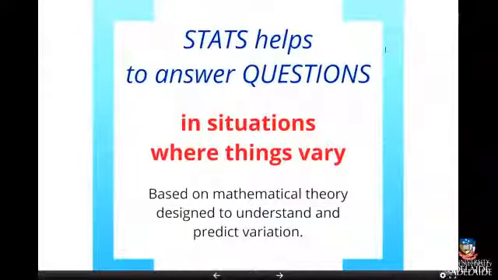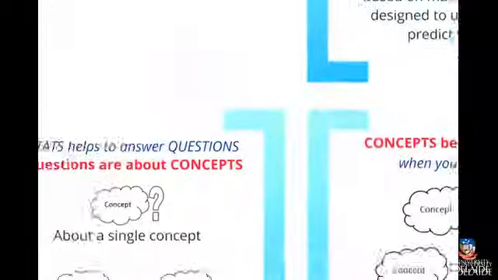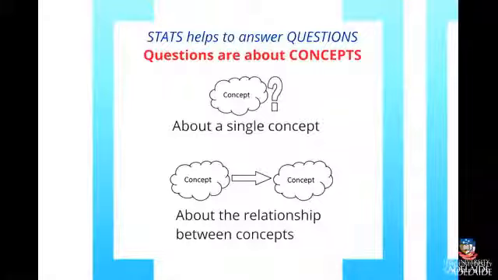All right. So statistics helps to answer questions, that's what it's for, and it helps to answer questions in situations where things vary. The only reason statistics exists is because things do vary and we need to deal with variation. So statistics is based on a mathematical theory designed to understand and predict variation. That's why we have it. Because if everybody was always the same, you wouldn't need statistics. All right. So that's the big idea.